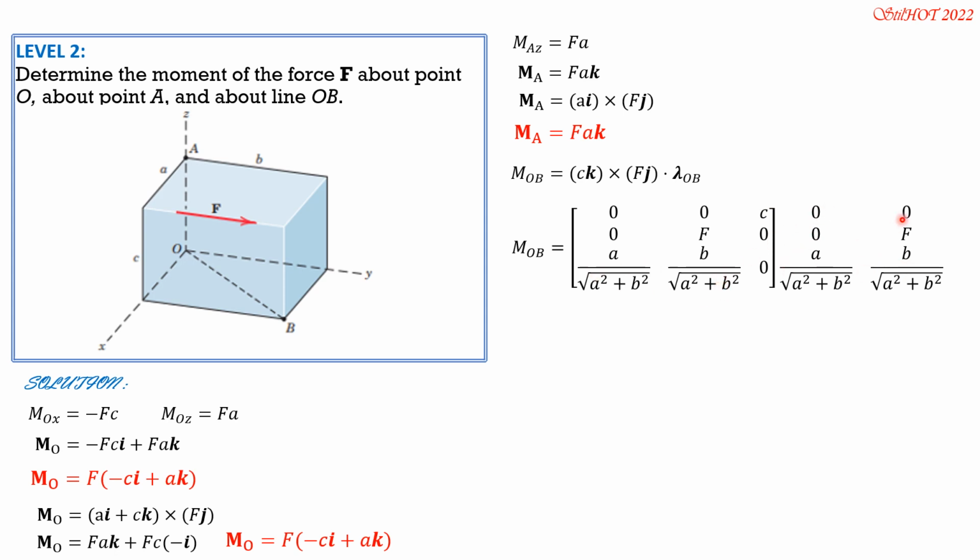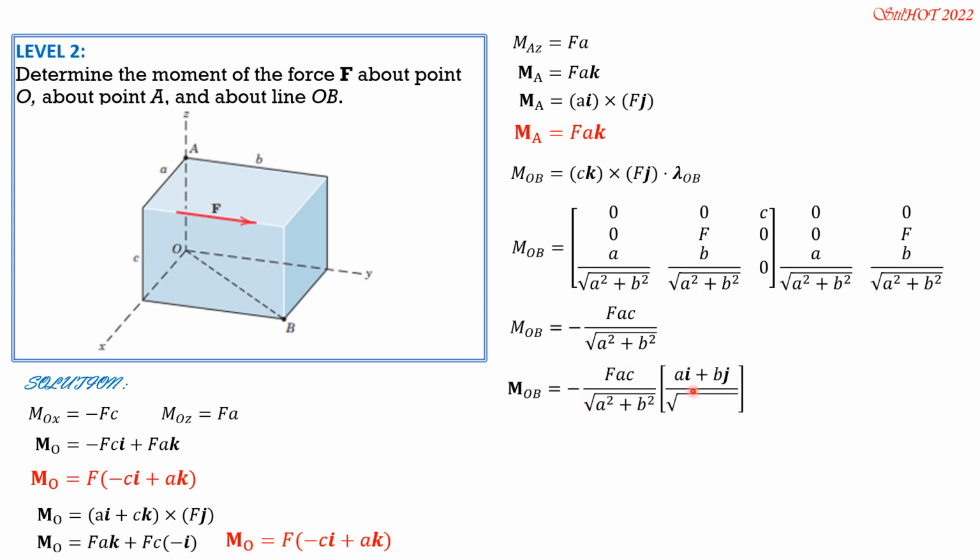Then this is 0, that is 0. The only diagonal product with value is this, and that is minus. So this is negative FAC over square root of A square plus B square. So that's the result of this scalar triple product. Now, if you want to express this in vector, we multiply this by the unit vector of OB. The unit vector of OB is again AI plus BJ over square root of A square plus B square. So this is the scalar value.